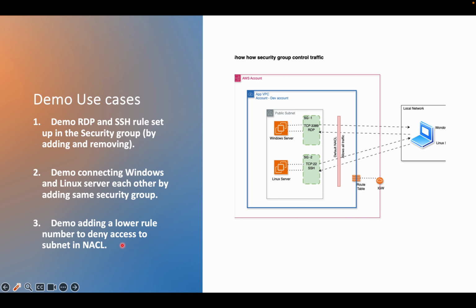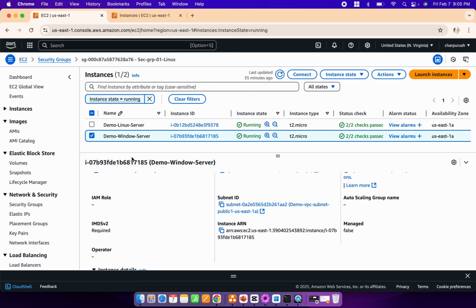The third is to demo adding a lower rule number to deny access to the subnet in the NACL. In the default NACL, I will add one more rule with a lower rule number to deny the access and test the traffic. As part of this exercise, there are two instances already running in the same subnet, demo Linux server and demo Windows server.